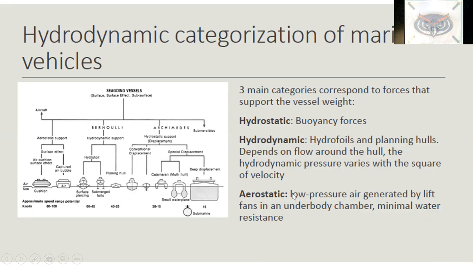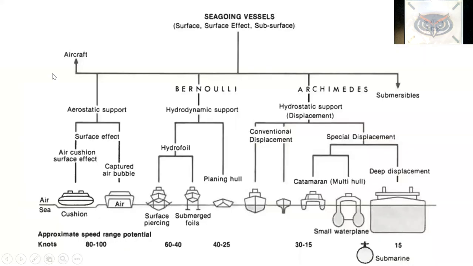Aerostatic are the more unconventional designs, which have advantages as well as disadvantages. This is where you start using air pressure to modify the behavior of your boat. Somebody mentioned hovercraft. That's an aerostatic vessel because it uses air pressure to basically hover above the water. Let's look at this chart a bit more in detail. We have the hydrostatic support hulls here. This is further divided into many different subtypes.